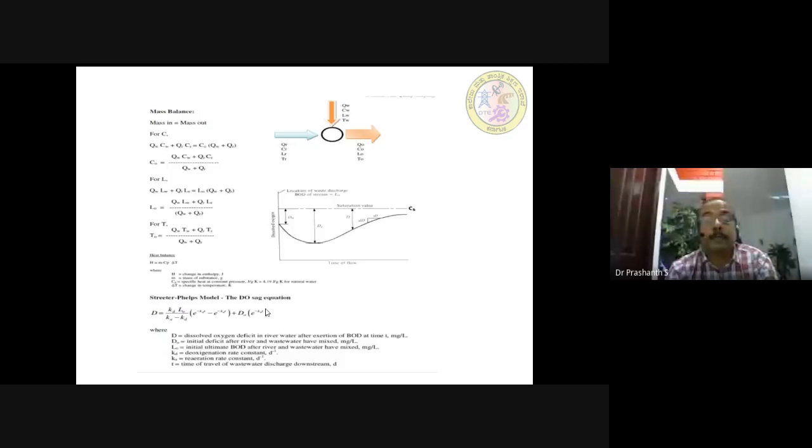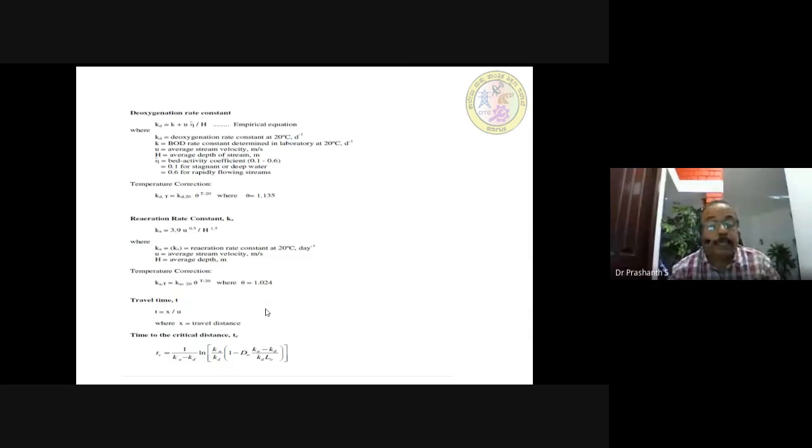And as far as the re-aeration rate is concerned, it also depends upon the temperature. Okay. And what is the time traveled by the river? T is given by x by u. This also you can calculate. And the time to the critical distance. So that is nothing but, the critical point, what is the distance from the place where we have thrown the wastewater? At what distance do we get the critical point or the lowest DO? These things can be calculated using these equations. Time to the critical distance.